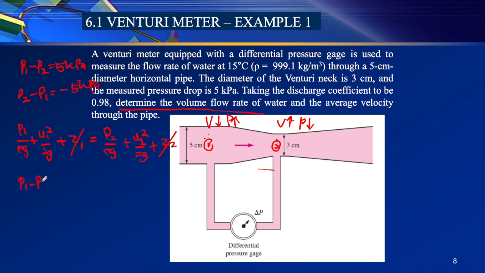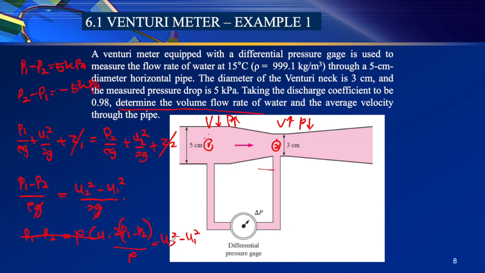So P1 minus P2 over rho g equal to U2 square over 2g minus U1 square over 2g. So bring this rho g across and we can cancel out the g. Sorry, not easier. So bring the 2g over here, and you will have 2 times P1 minus P2 over rho equal to U2 square minus U1 square. Oh, we have two unknowns. Do we have values for U1 and U2? No, only the diameter is given in this question, without any volumetric flow rate.